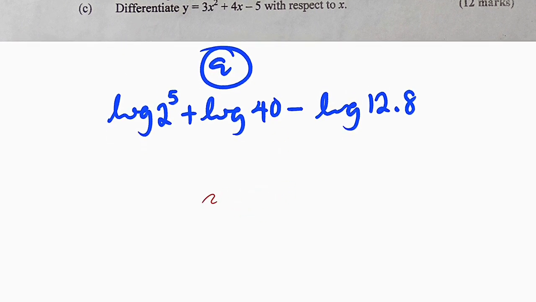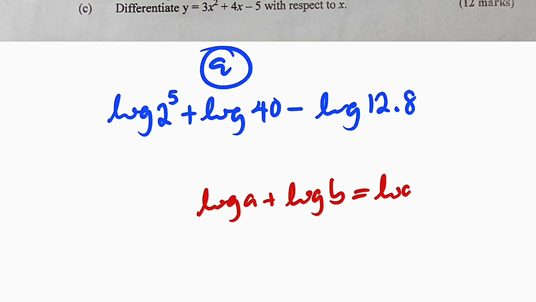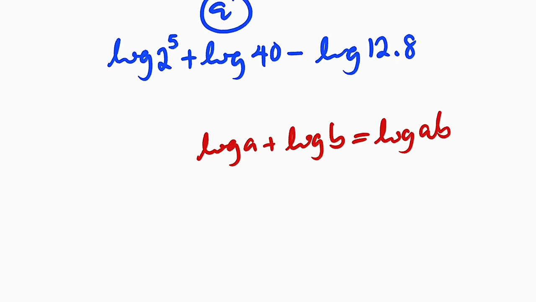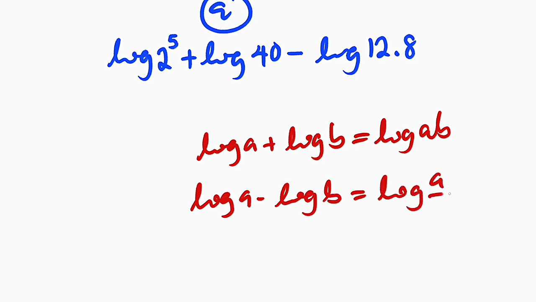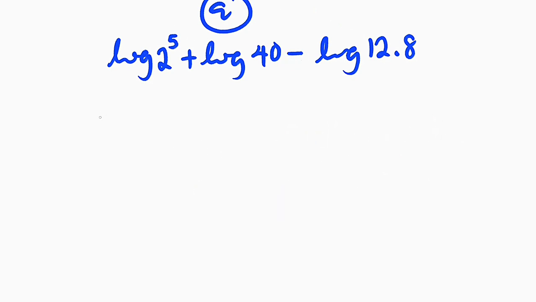According to one of the laws of logarithm, if you have log of a plus log of b, this is the same thing as log of a times b if it is addition. And for subtraction, if I have log of a minus log of b, this is the same thing as log of a divided by b. So where we have addition, we multiply the arguments, and where we have subtraction, we divide. So this is the same thing as log of what?